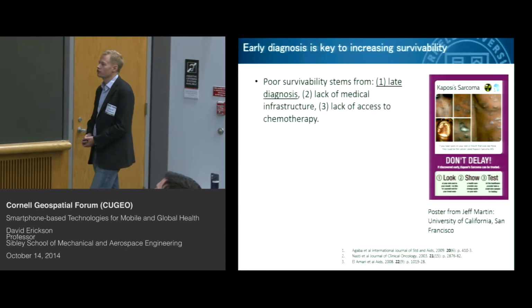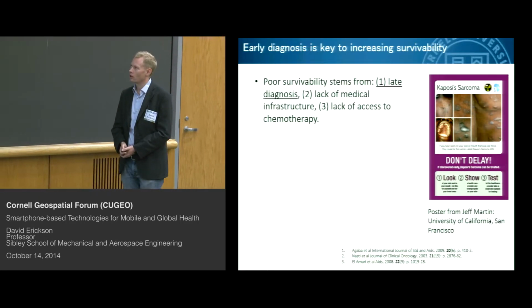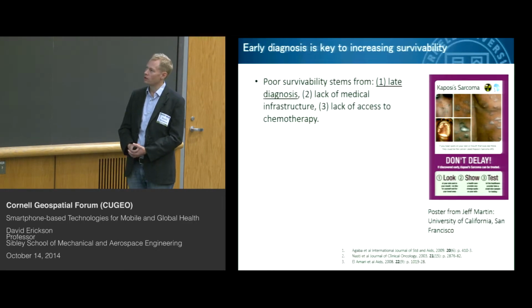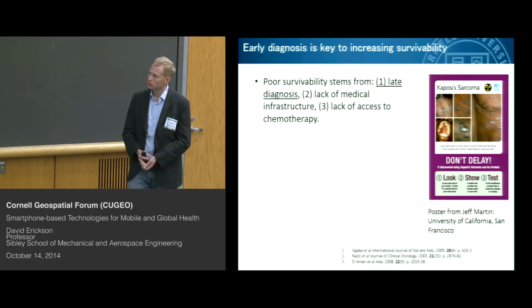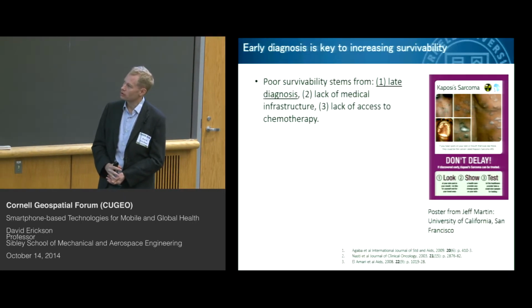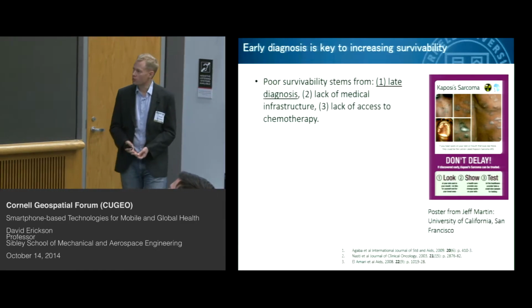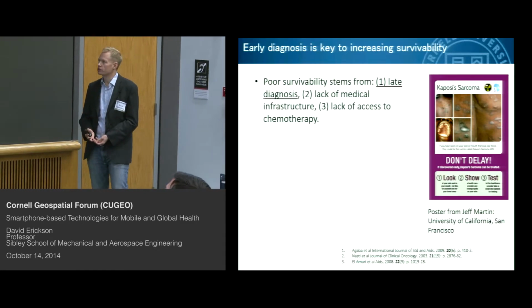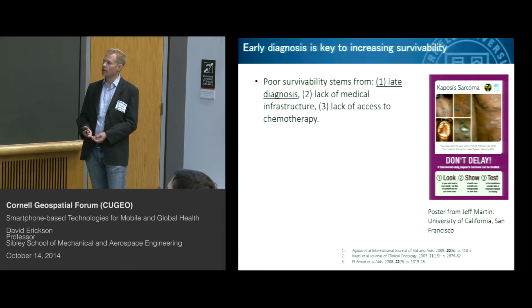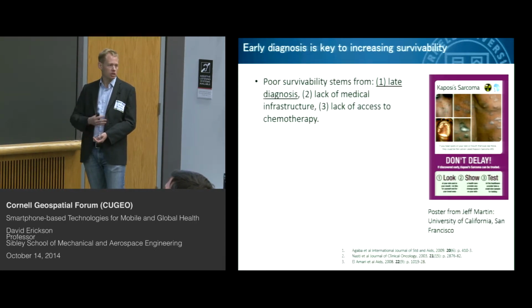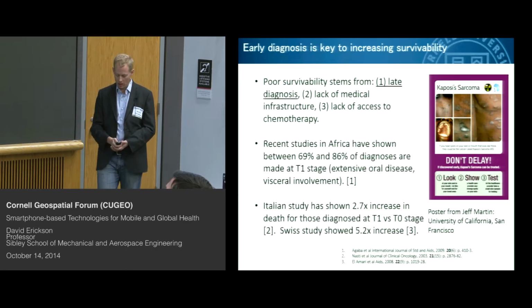There's a couple of reasons for why the mortality is quite high. Late diagnosis is one, lack of medical infrastructure is another, and lack of access to chemotherapy is another. Of those, it's pretty difficult for me as a professor here at Cornell to address the lack of access to chemotherapy or medical infrastructure, but what I might be able to do is develop some technologies that can push up the diagnostic time frame and make that quicker.